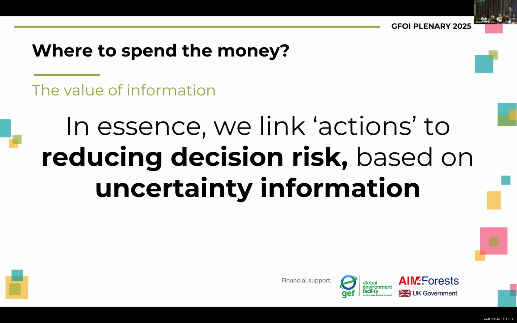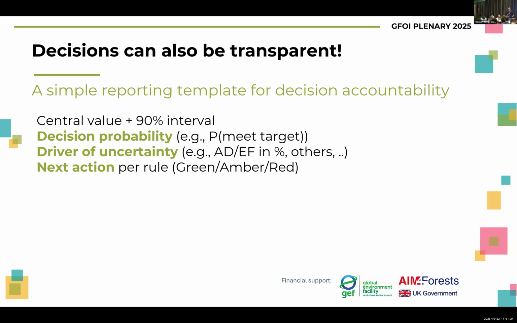So in essence, what we aim for is to link actions to reducing decision risk based on uncertainty information. That is the message. And decisions can also be transparent. We can inform the decision maker not only by providing, like we usually do, a central value and a 95% confidence interval. We can incorporate information on the decision probability, like what we were saying before, the probability of meeting a certain target.